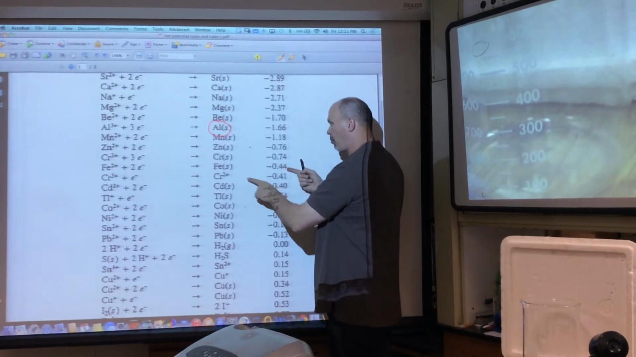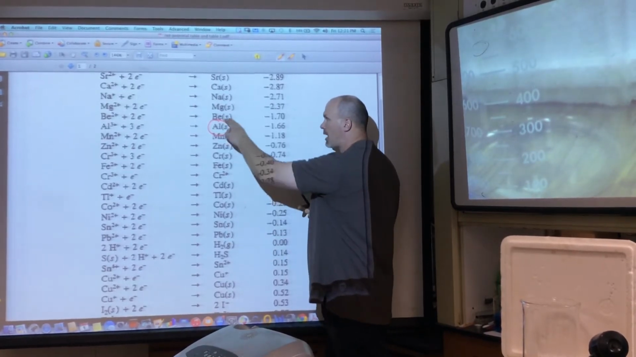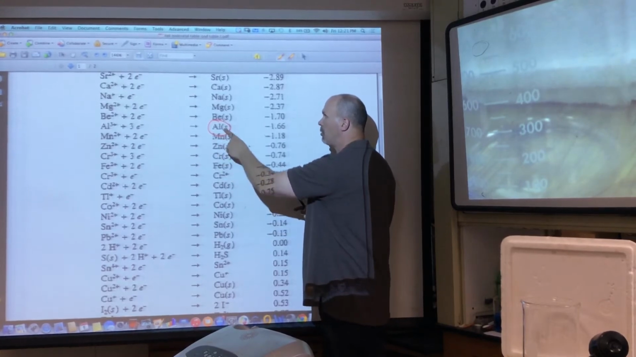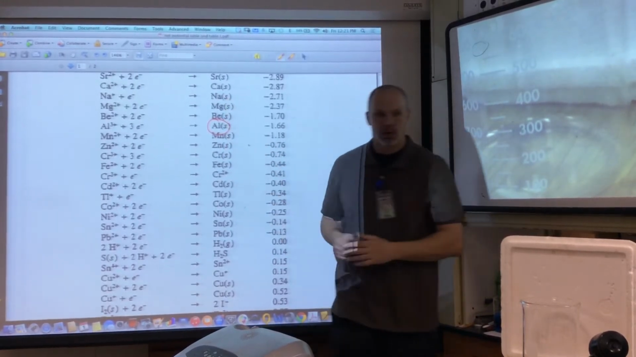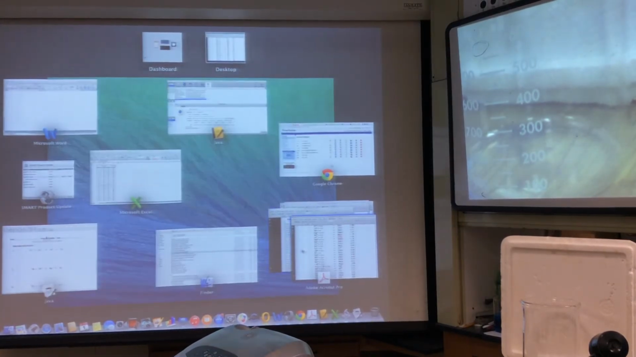Iron, positive 0.4, is better than nickel and tin. Aluminum is higher than zinc and iron. Who's better than aluminum? Sodium. Where did we get that list?